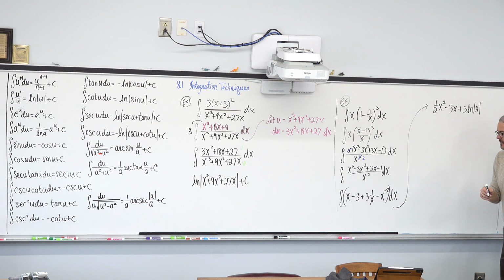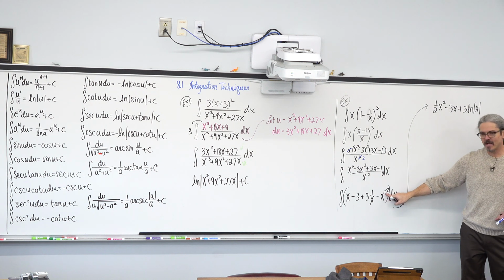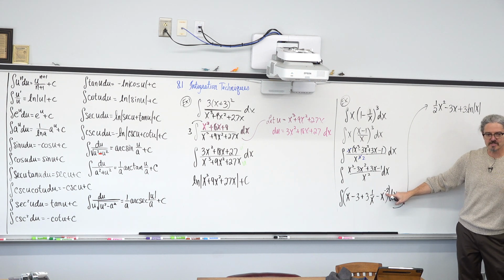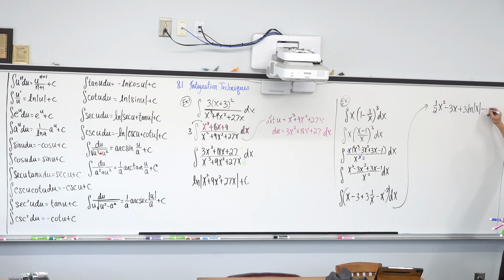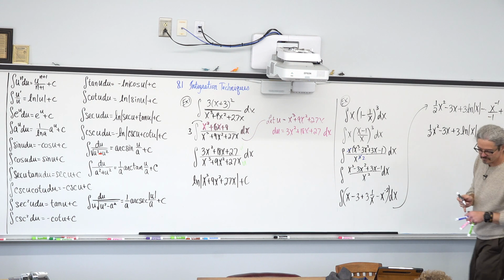Don't forget that. And then we have a variable base fixed power. Power rule: raise the power up by 1, and divide. So minus, I'm going to write that just for teaching, times raise the power up, divide by -1, plus c. So 1/2 x squared minus 3x plus 3 natural log of the absolute value of x plus x to the -1 plus c.